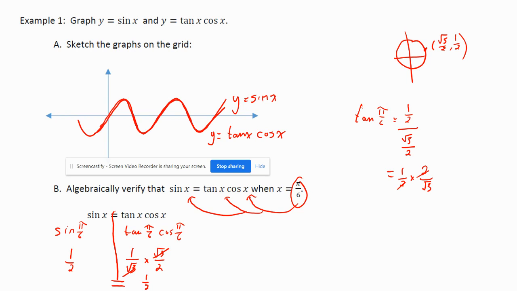So really what we're doing here is verifying that this equal sign is in fact true for x equals pi over 6. Again, what verify meant is to establish that a case is true by substitution. So we substituted in our value over here, and so we said yes. When x equals pi over 6, sine pi over 6 does indeed equal tan pi over 6 times cos pi over 6.